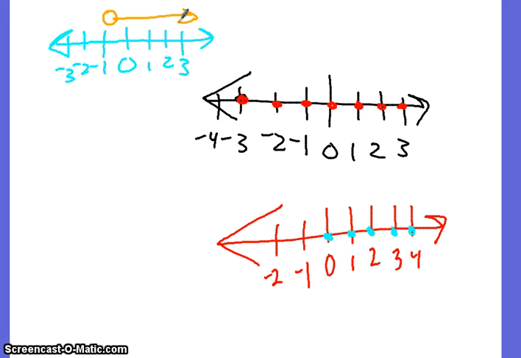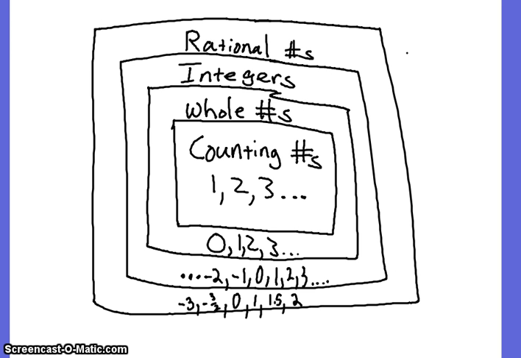Okay, so that's the concept for today. Just looking at the relationship. So if I go back to the chart, rational numbers are everything, including fractions and decimals. Integers are negative numbers and positive numbers and 0. Whole numbers are 0 and all positive numbers. And counting numbers are just the positive numbers without 0.